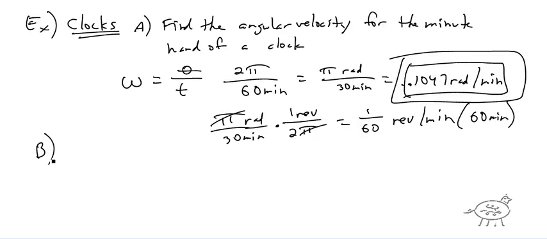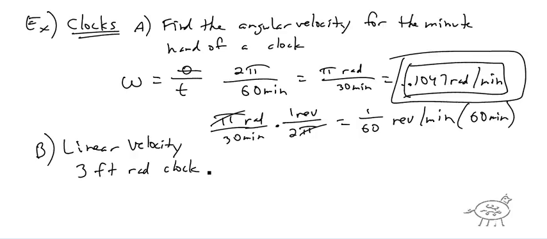The second question I want to ask you is, what's the linear velocity? Well, what do I need to give you in order to do that? I actually have to give you the radius of the clock. So I'm going to tell you it's a 3-foot diameter clock. That's usually the way it's measured. So then of course you have 1.5 feet equals the radius.